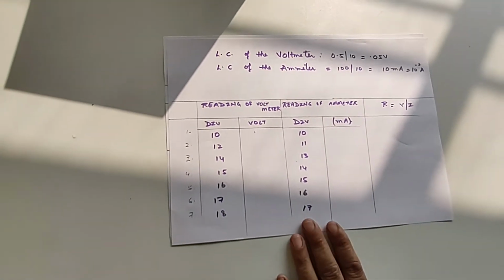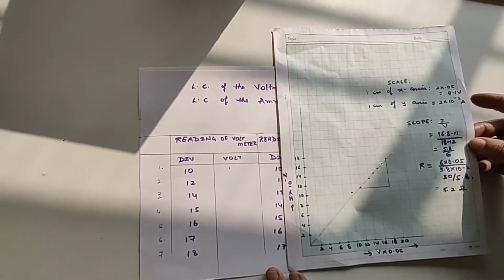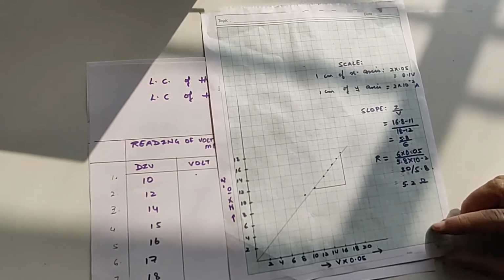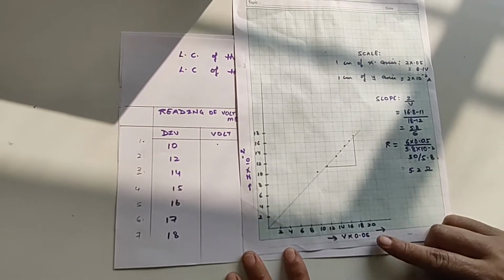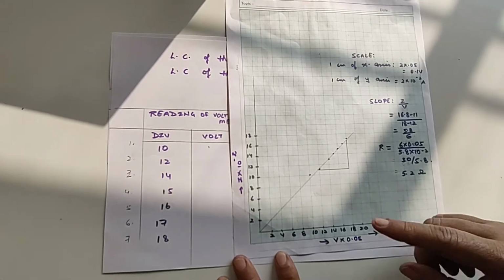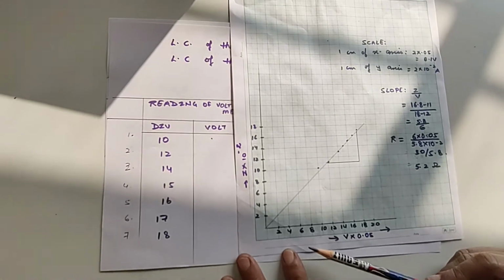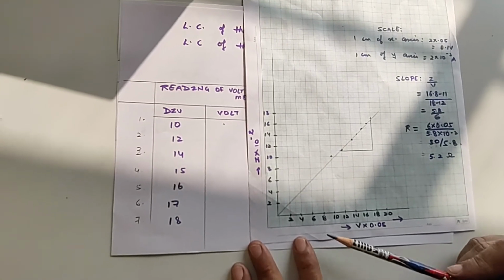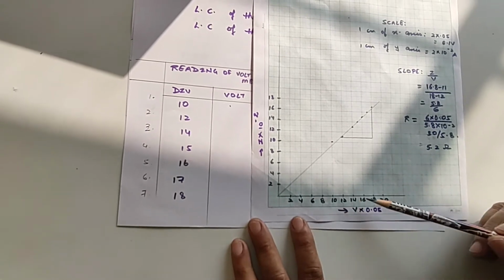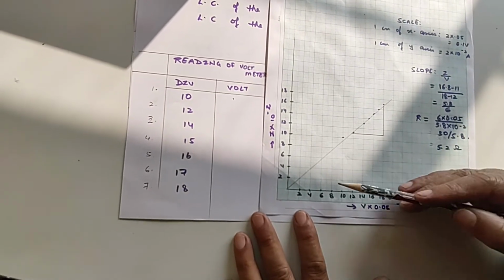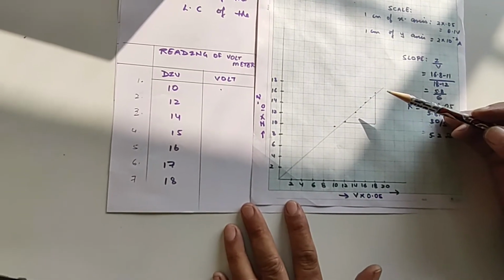After taking these 6 observations, you have to plot a graph. I have already plotted a graph. Just see, children, I have plotted an IV graph. You will take V on the x-axis and I on the y-axis, right? And I am plotting the graph in divisions, not in volt or ampere. I have taken 2, 4, 6, 8, 10, 20, like this I have taken the divisions, and similarly on the y-axis I have taken the divisions, right?